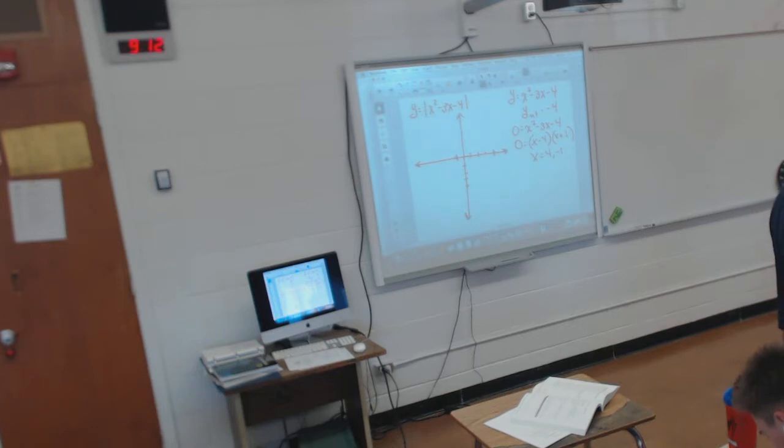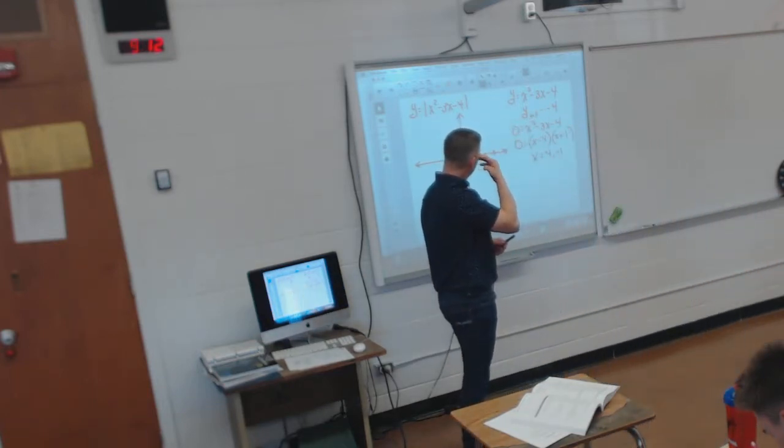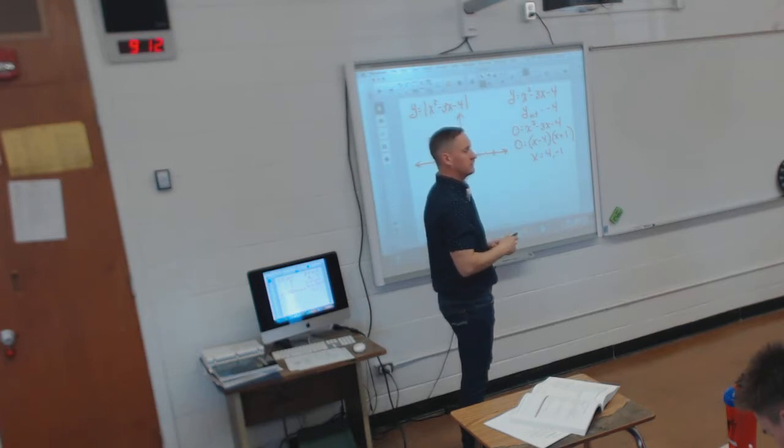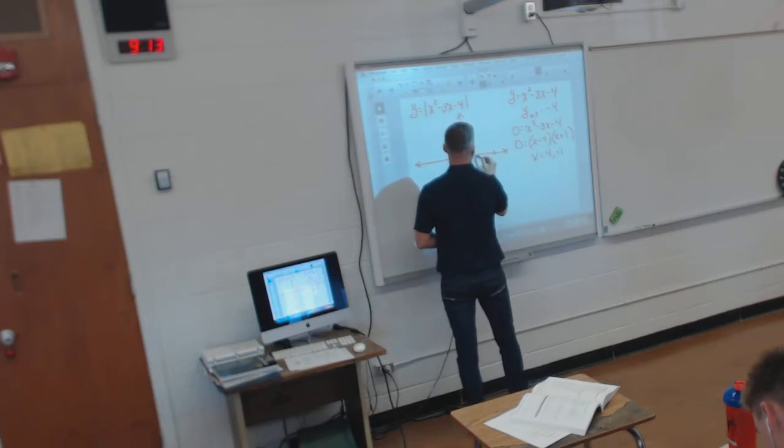I want to find my vertex. Okay? How do I get the x value of the vertex? Yeah, I find the middle of the roots. Right? So what's the middle between 4 and -1? What is it? What do you think it was? Yeah, that's right. So it's 1.5, which is right here, right?